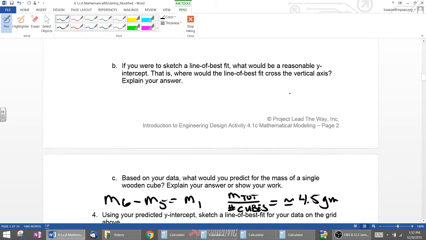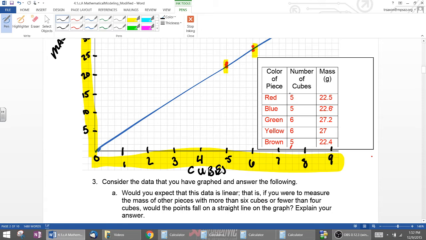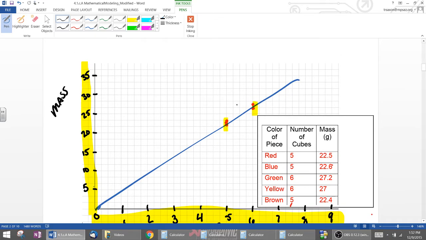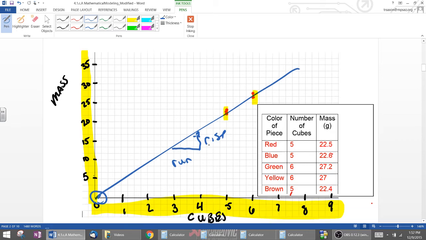It now asks you to go back and sketch your best line of fit graph. I've gone back in here and sketched that graph. My slope of this graph is approximately 4.5. My y crossing is approximately 0. I'll highlight those in blue. There's my crossing point, and here's my slope. It is the rise over the run. In this instance, here is my rise, here's my run. 1 cube goes up about 4.5 grams.